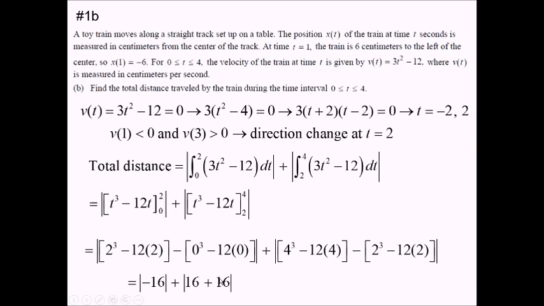So let's see here. What units should we use on this one? That's going to be centimeters.